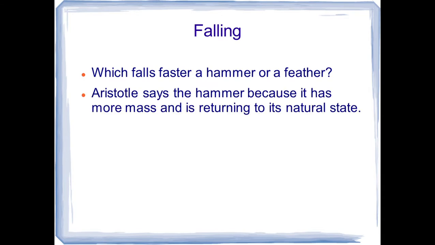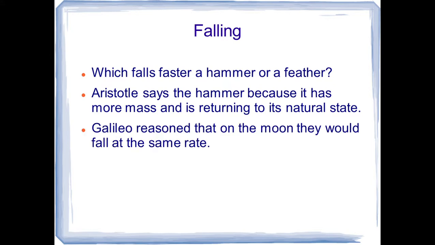If you look at that, Aristotle would say that it was the hammer because it has more mass and it's returning to its natural state. Galileo reasoned that if you were on the moon or somewhere where there wasn't any air, they would fall at the same rate. It has nothing to do with the mass, it's just the pull from the Earth. He didn't really think of it as a pull from the Earth, he just knew there was something that caused it to accelerate downwards.